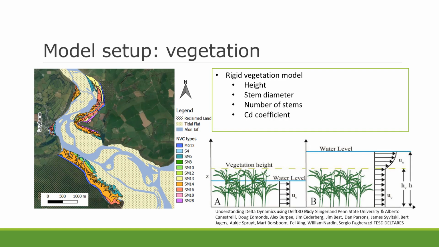As you can see in the figure on the left, a number of different vegetation species are present within the Taf estuary. However, due to limitations in Delft3D, it was not possible to implement different vegetation characteristics within both the flow and wave modules at the time. As such, the vegetation input was based on the characteristics of the dominant species, Atriplex portulacoides. This is input within the model in terms of the average height, stem diameter, number of stems, and the drag coefficient across the estuary.